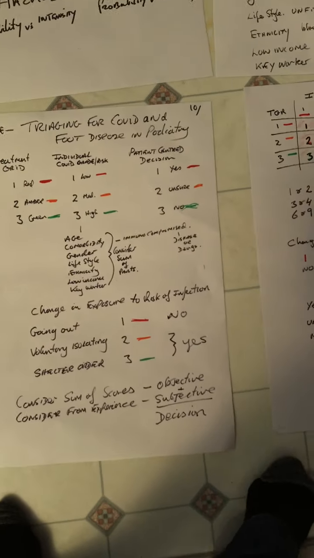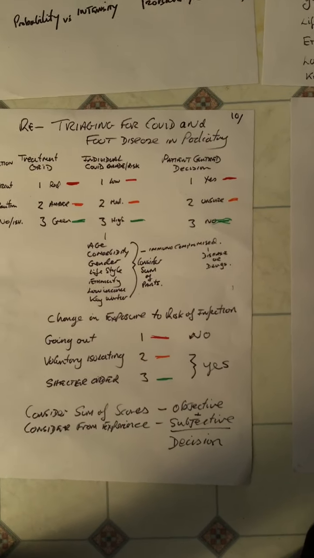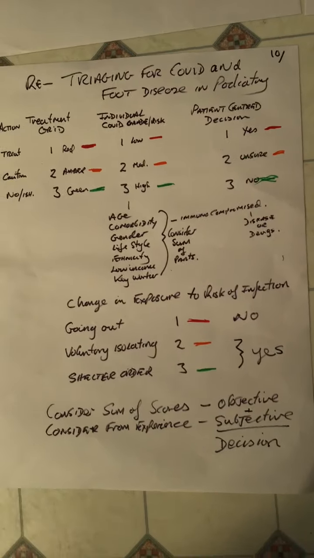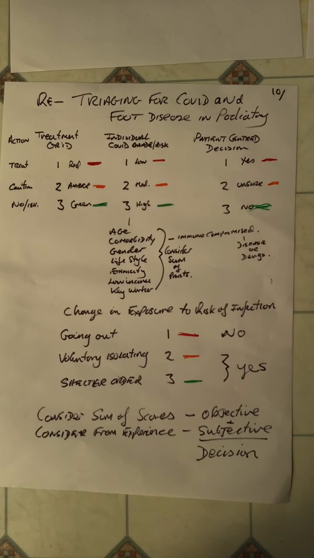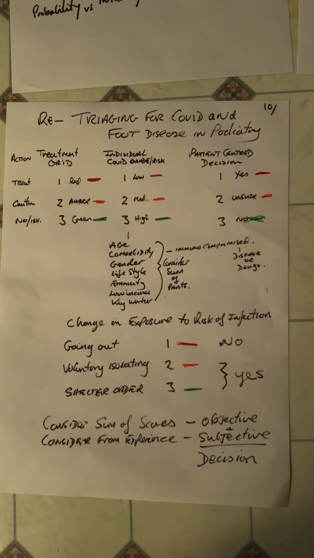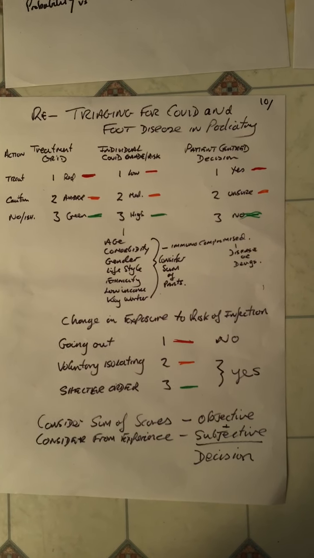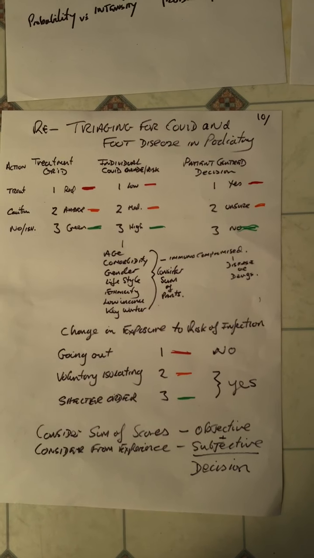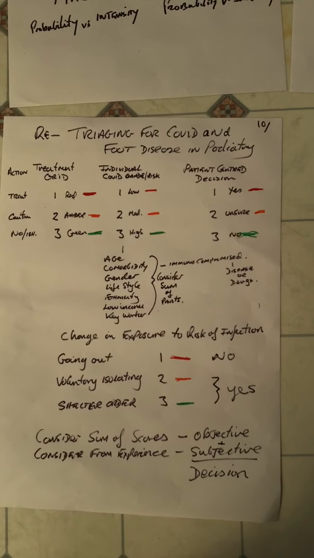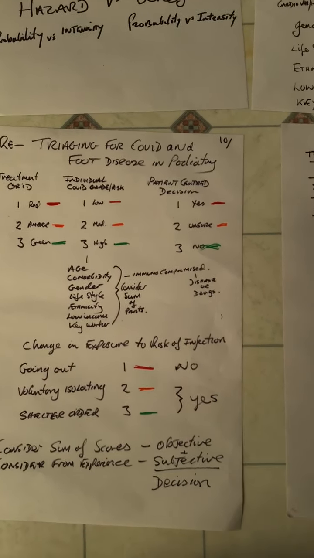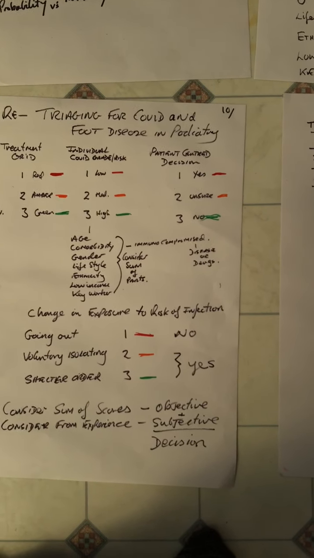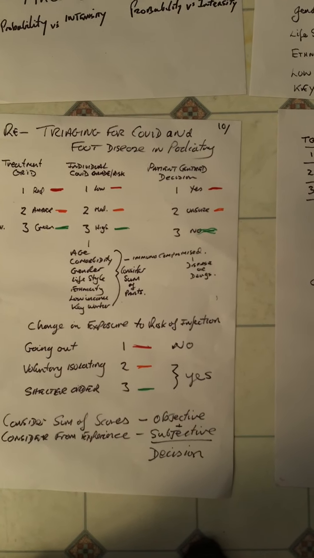So if we look at how we re-triage for COVID, taking these things into account, we make all the same kind of gradings, red, amber, green with 1, 2 and 3. We've got the treatment grid, so we make our decision about what score we're going to give that person if they come within there. Then we've got the individual COVID risk grade, which takes into account comorbidities, and we say, oh well, we'll give them that grade, 1, 2 or 3.